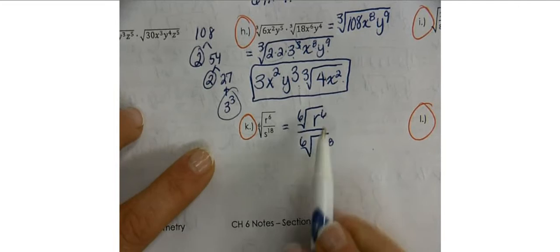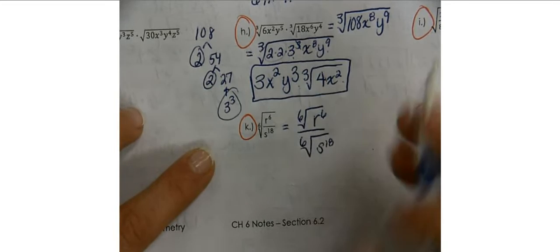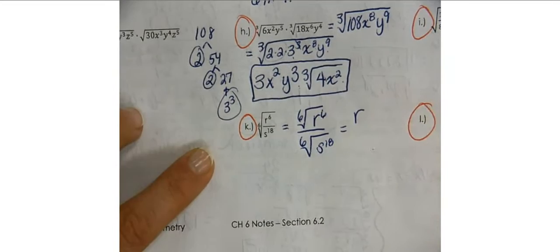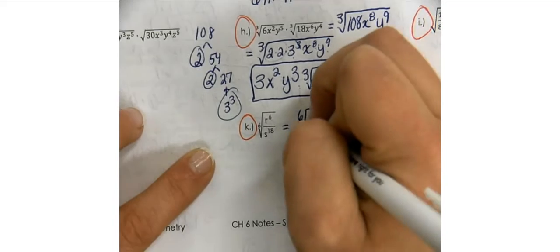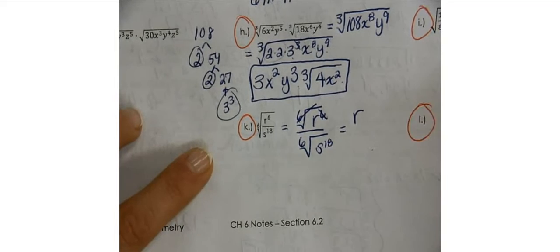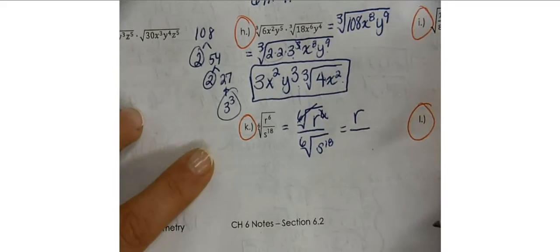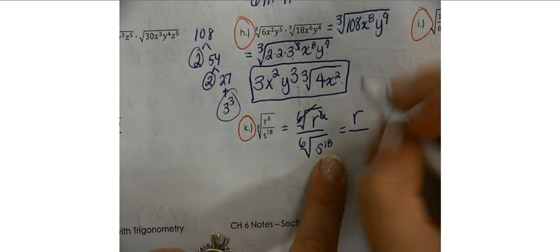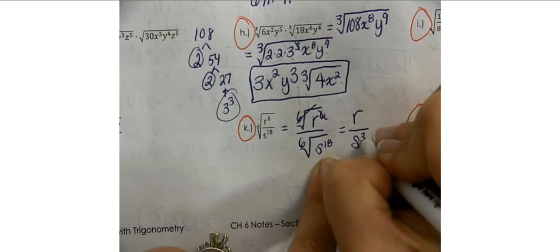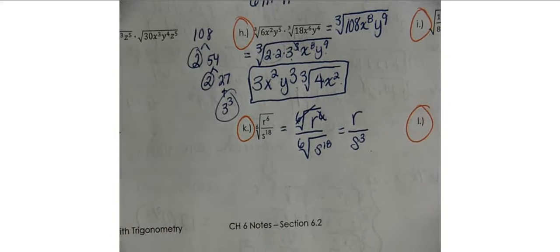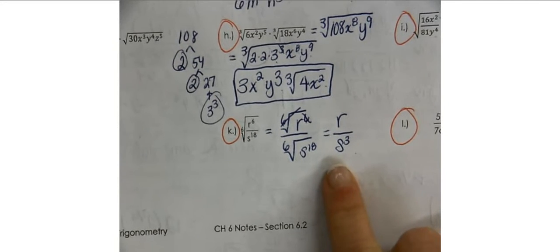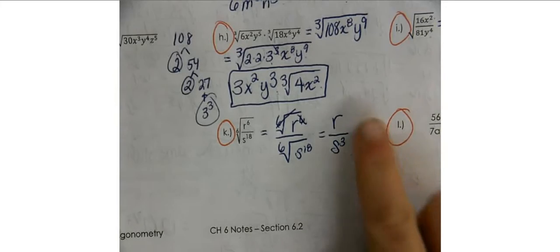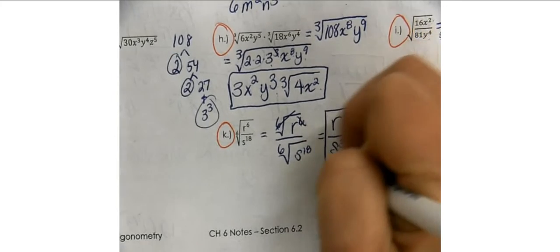So I'm going to divide. 6 can go into 6 one whole time, so I have an R in the numerator, or the 6th root eliminates this to the 6th power, leaving us with just R. And then in the denominator, 6 can go into 18 3 whole times with nothing left over. So our answer is going to be s cubed. So r over s cubed is the entire answer.